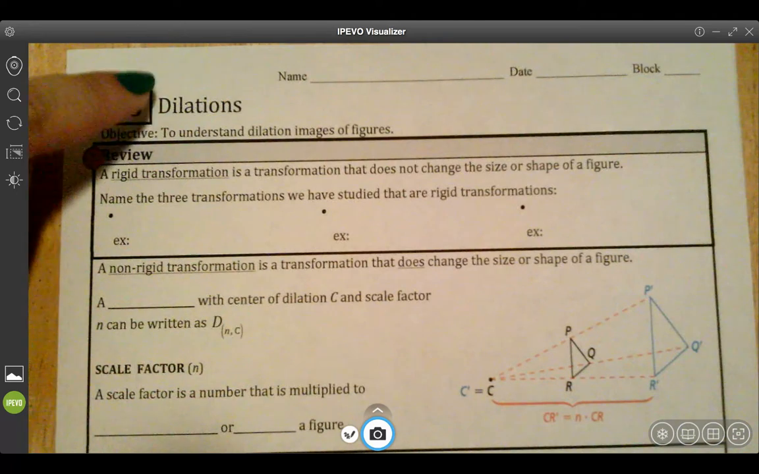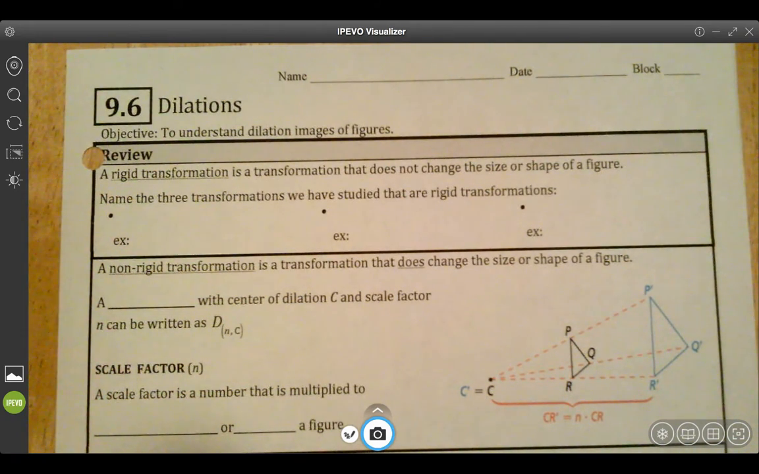So our new type of transformation is a dilation. Think about dilating. Dilating means getting bigger or smaller, okay? Think about when you go to the eye doctor for an eye exam, they put special drops in to dilate your eyes so that they can see inside through the pupil. So dilation means changing size.